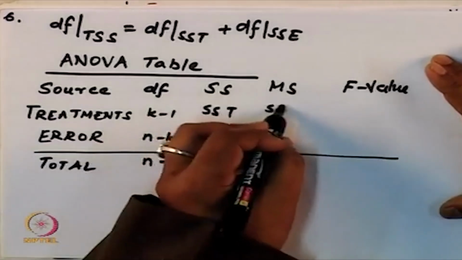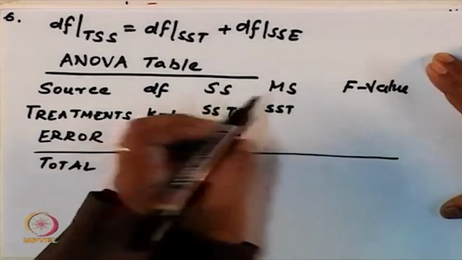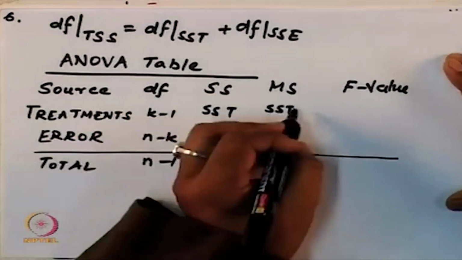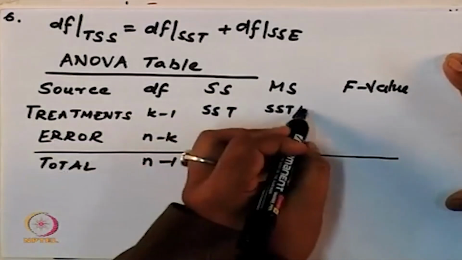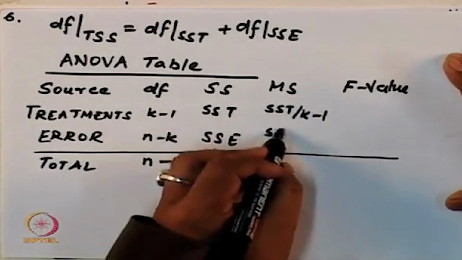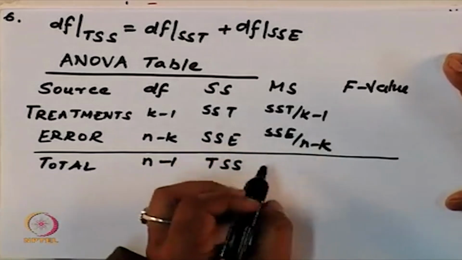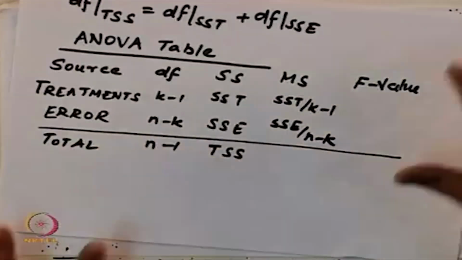This is given by SST. So, this is the mean square, either the mean square of treatments or mean square of error, and this is given by the sum of squares divided by the corresponding degree of freedom. So, this gives you the mean square value.